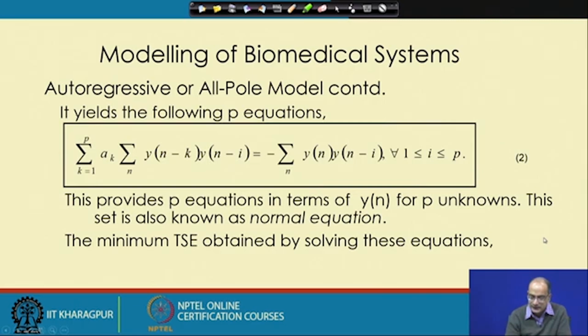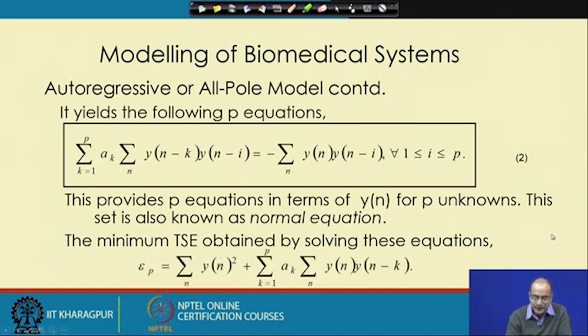Now, in this case, the next thing would be to ask what is the amount of error we have incurred. That also we can figure out once we know the values of the AKs. From this equation, if we can find the AKs, the y n's are already known. So, we can compute the value of that minimum error, which can give us some idea of how successfully the model has been fitted with the signal.